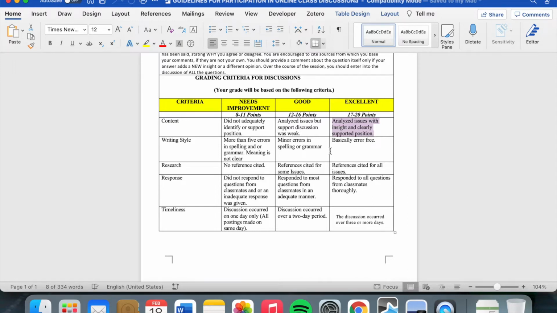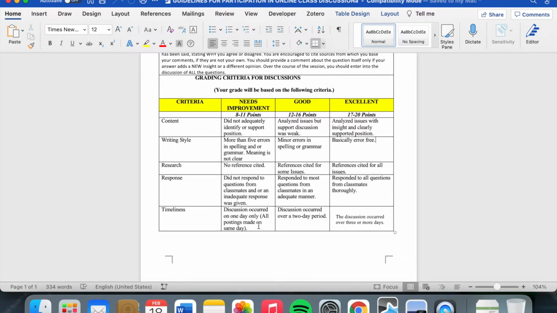Okay? So the same thing with writing style. For it to be excellent, it would have to be basically error-free, so no mistakes. For it to be considered good, some minor errors in spelling or grammar. And if there are more than 5 errors in spelling or grammar and the meaning is not clear, then she would give this 8 to 11 points because it needs improvement. Okay, so we could go down through all the different categories and it goes the same way.